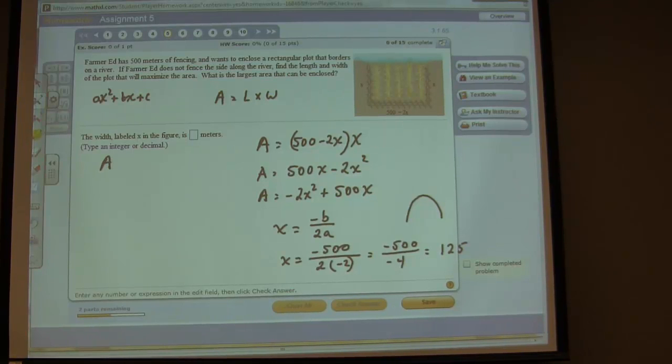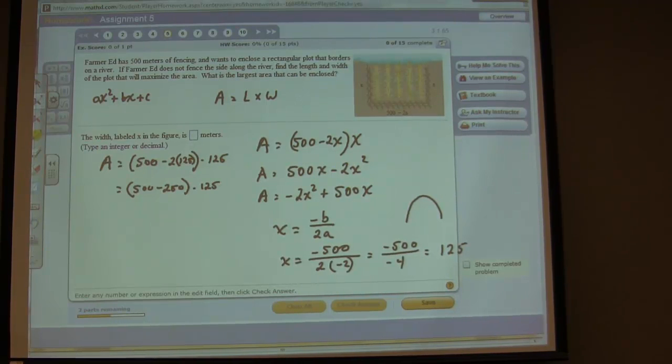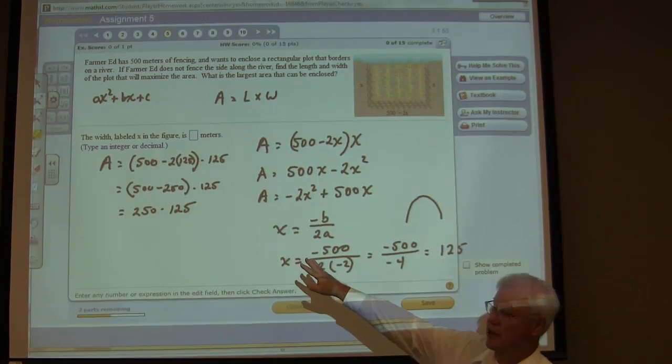So let's start over here. 500 minus 2 times, now we found out that x is 125, times 125. And that's going to be 500 minus 250 times 125, which is 250 times 125. Okay. And then I'll leave that up to you all to multiply that out on your calculator.